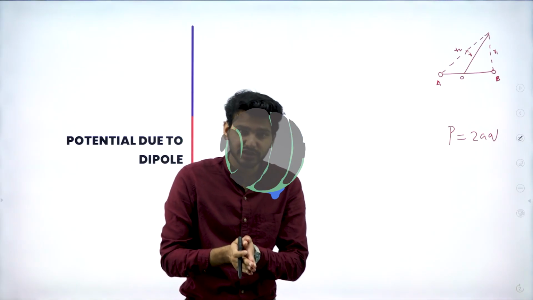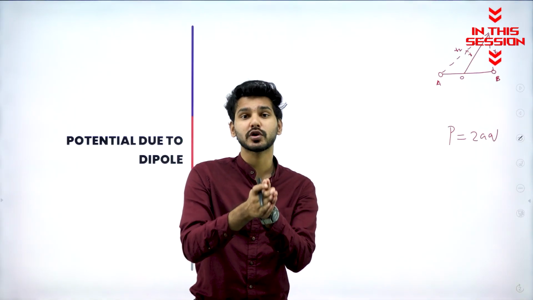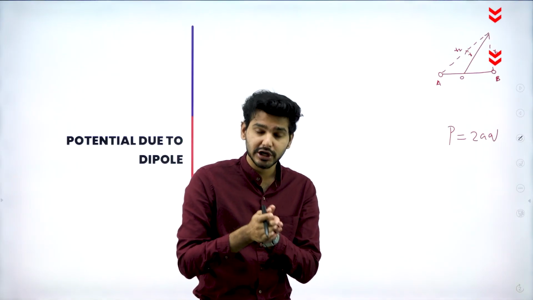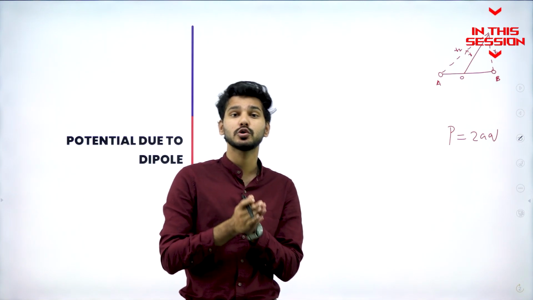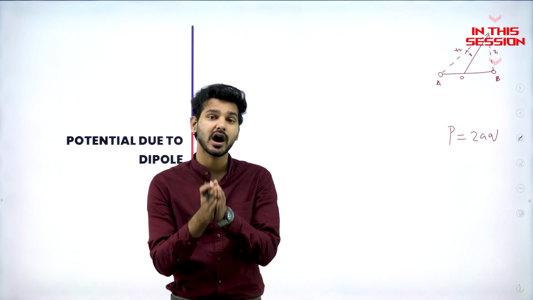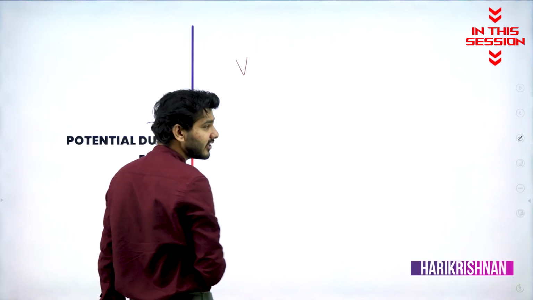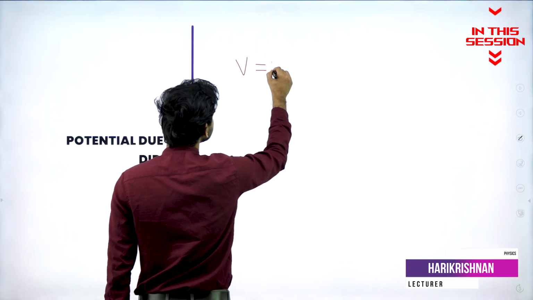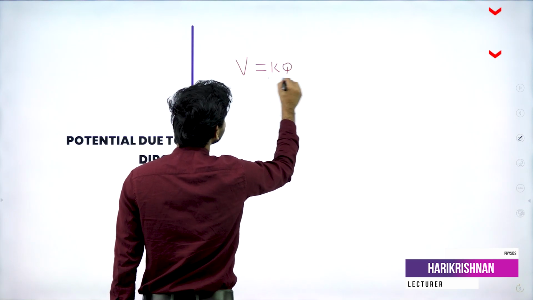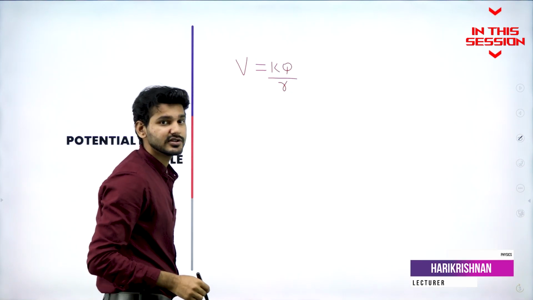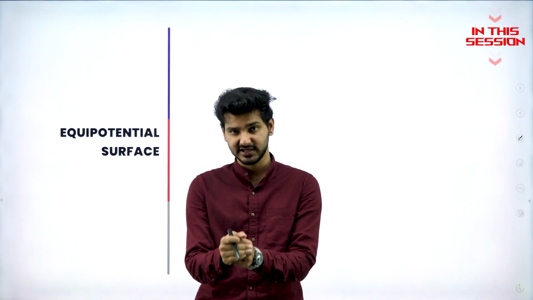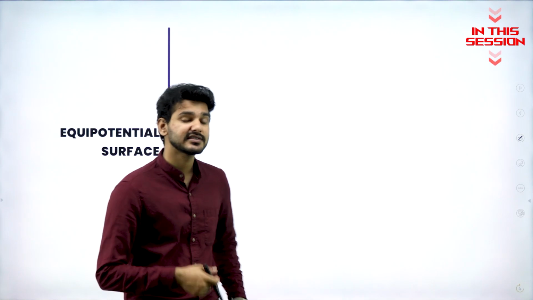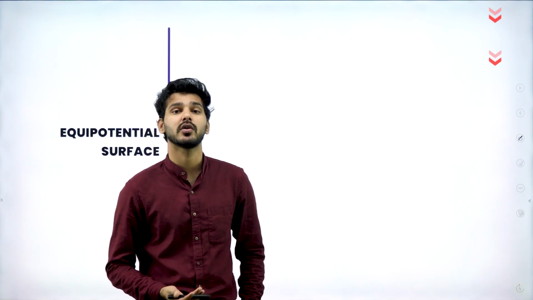We already know that the equation which gives the potential at a particular point due to a charged particle is given by V is equal to KQ divided by R. The way we find potential V is that V is equal to KQ divided by R. So K is nothing but 1 by 4 pi epsilon naught. So what does equipotential surface actually mean? It just means the surface which has an equal amount of potential.